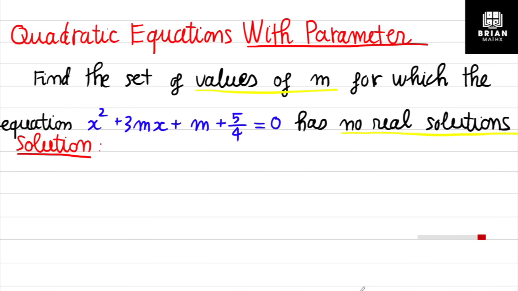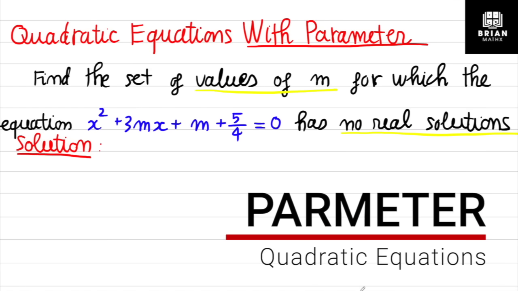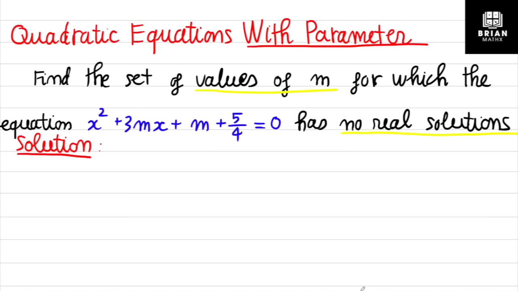In this video, we continue learning about quadratic equations with parameters. For this question, we have a very difficult question about quadratics. You've got a parameter in the equation, and you have to find the set of values of m for which the equation here has no real solution.